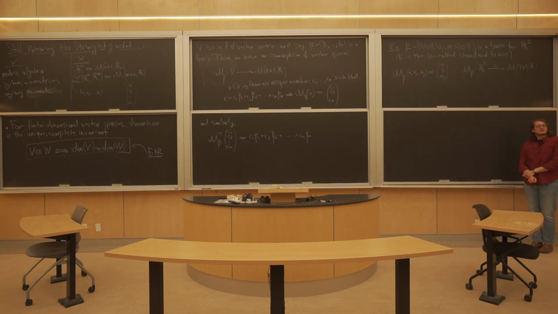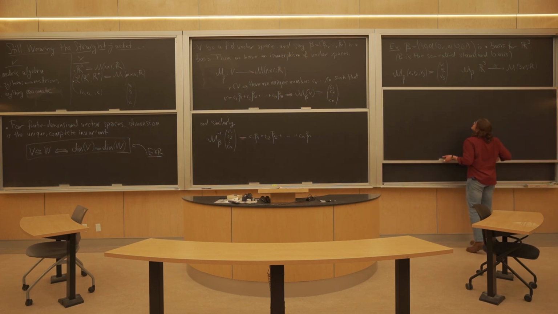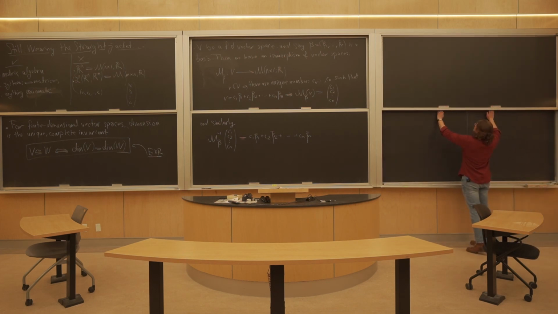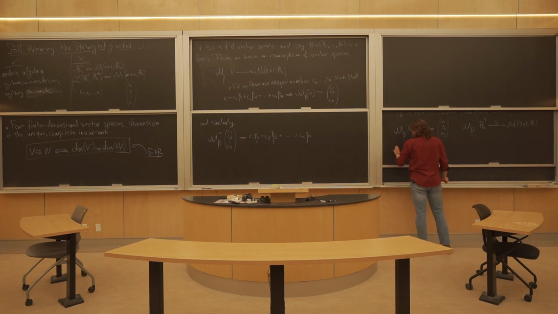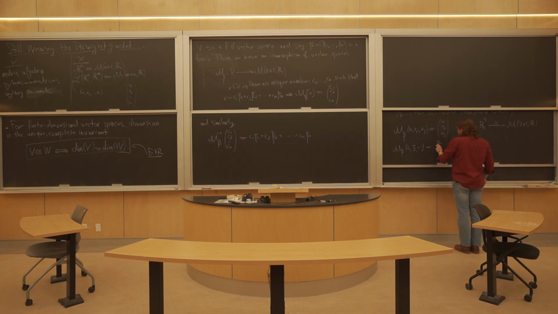Yes. So the column v1, v2, v3, those are numbers? Yes. They're not vectors, they're numbers. Yeah, maybe I should write something like this. M sub beta of 2, 5, minus 1 is 2, 5, minus 1 written in this way.